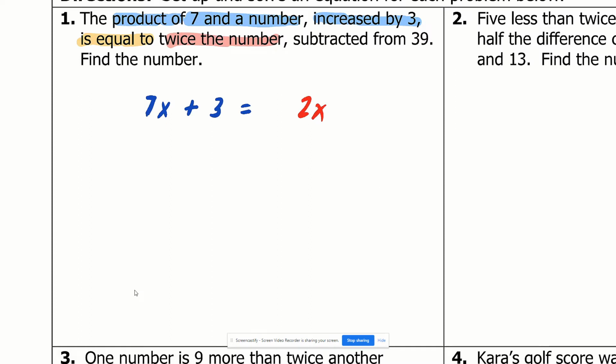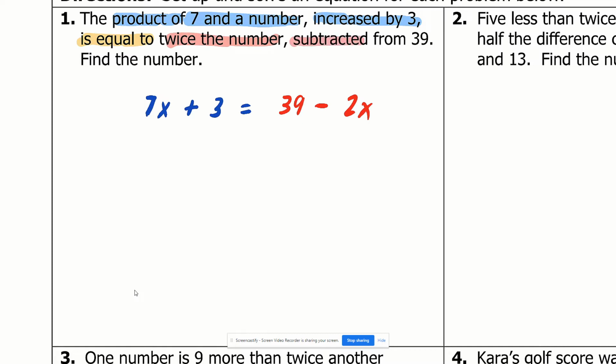And then here's the key. Subtracted from 39. If I'm subtracting 2x from 39, where does 39 go? Front or back? It goes front. So I need to just quickly, if y'all wrote that, just quickly erase it or jam in that 39. And what does subtracted mean? Minus. So we're subtracting 2x from 39.